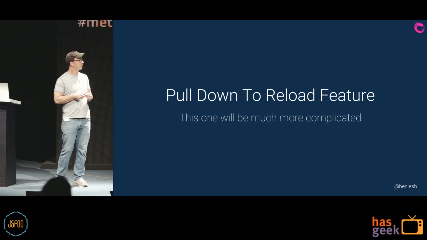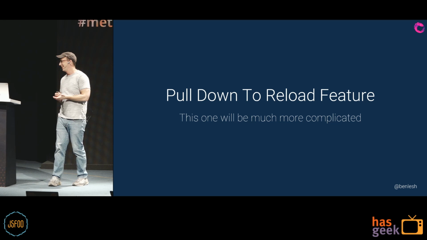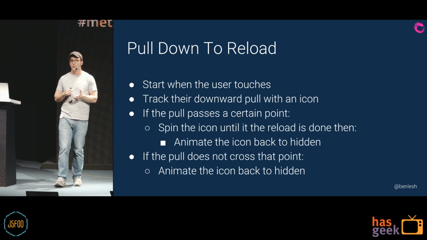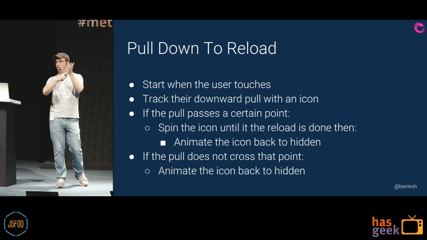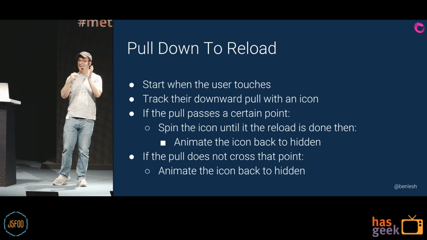Let's work on our pull down to reload feature. And this one's much more exciting because it's much more complicated. So here's why it's complicated. You have to start when user touch starts. And you have to accommodate for the fact that the user could touch twice, right? You also have to track their downward pull with some sort of icon. If they release before they get down to where the reload starts, you need to animate it back on its own. So there's an animation you have to deal with.